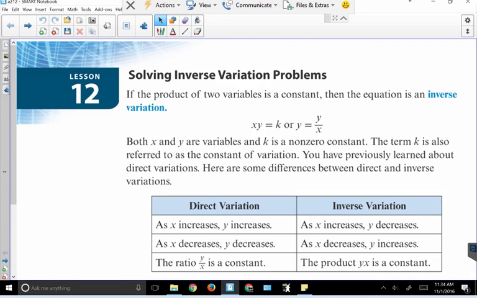Now the inverse variation is going to get set up like this: y is equal to k over x. Basically, there's a typo in there. y is equal to k over x for an inverse variation problem. Direct variation is always multiplication.